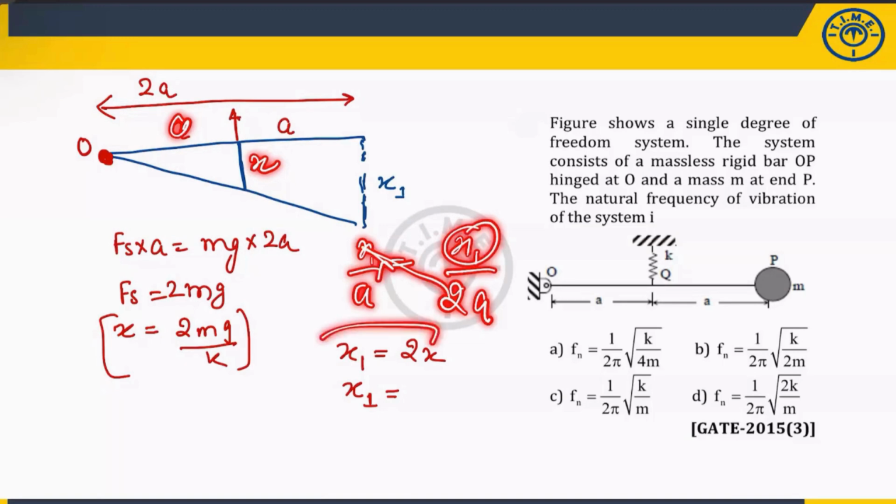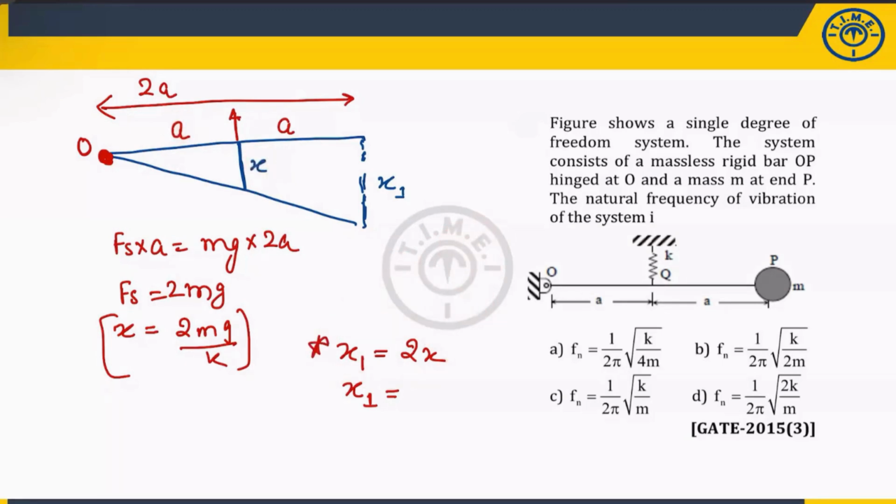So x1 can be written as 2 into x. If you know x1 is equal to 2x, then what is the x1 value? 4 mg by k. I have told you the natural frequency can be written in terms of k by m, but there is a static deflection of this mass.